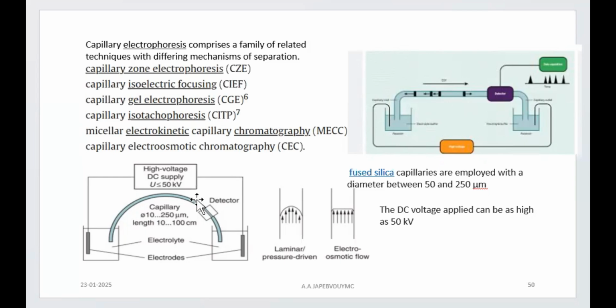Here is another design where you have these two reservoirs, and in the reservoirs the electrodes are dipped. These reservoirs contain electrolyte solutions, naturally like the buffers that you have in electrophoresis. And this is the capillary tube.